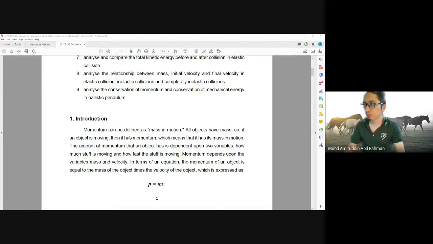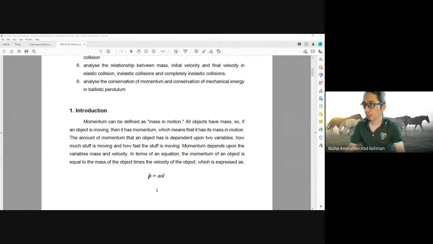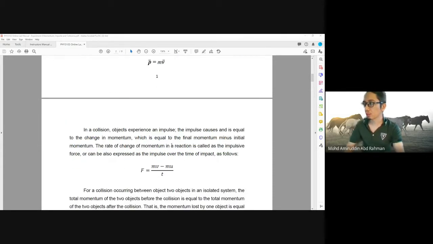Okay, so as we know, momentum is defined as mass in motion. So if an object has mass and is moving, then it has momentum. Whenever an object is moving, when it hits something, of course it will have momentum. And the momentum depends on two variables, which is given by that equation, m and v. So we use the mass and velocity.